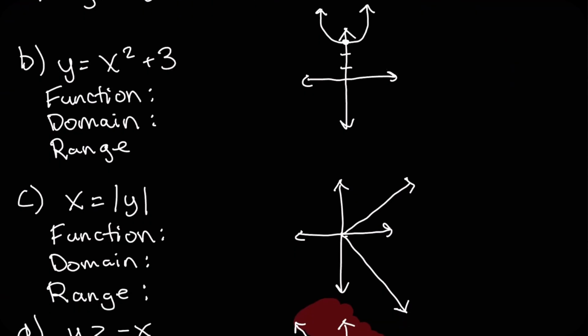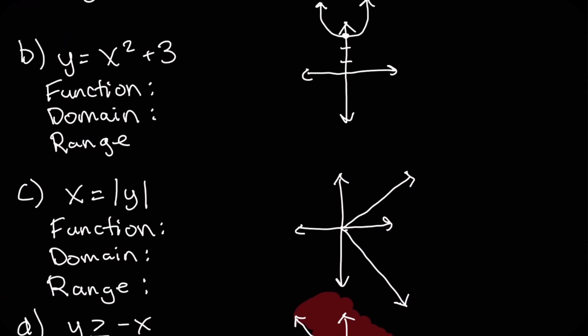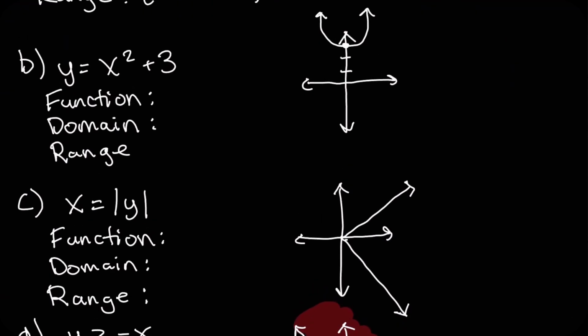Looking at B, x squared plus 3, we have our graph on the right hand side. We can start with the function or the vertical line test. It doesn't matter where I draw our vertical line, it'll only cross our graph at one point. So yes, this is a function. And then our domain, for our domain here, we're going to continue to go to negative infinity and go to positive infinity for our x values.